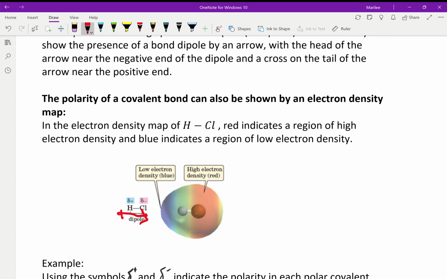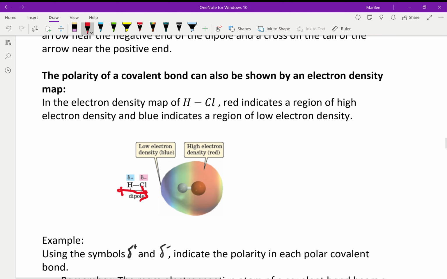The polarity of a covalent bond can also be shown in an electron density map. As you can see here, in the electron density map of HCl, the red indicates the region of high electron density and the blue is the lower electron density.